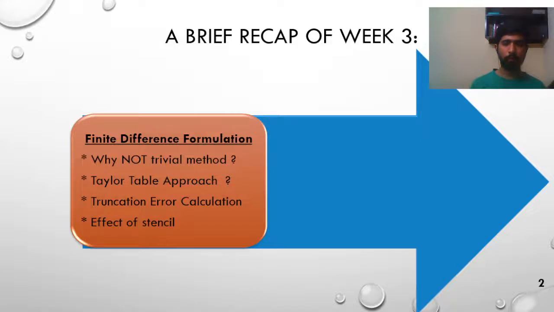But what was the main issue with that approach? Can you write down on the chat box? So last week we saw an approach wherein we used to get the function f dash of x. But why do we need to go with the Taylor table approach? What is the need? Can you write on the chat box?